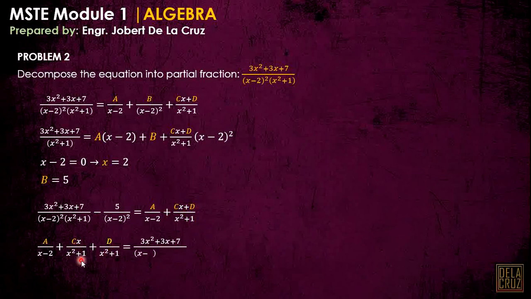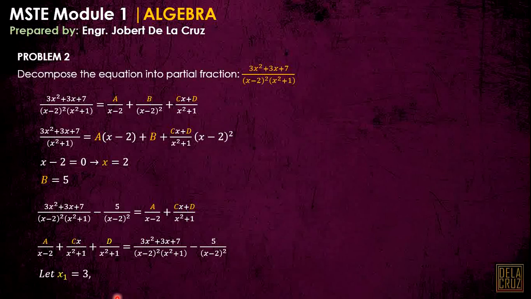So, it will be Cx over this denominator and D over this denominator. And again, that one, this whole term here, I just rearranged, okay? Then, what we will do here, since we have three unknowns, we will let three values of x.